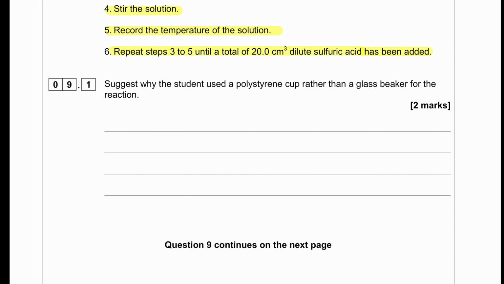Suggest why the student used a polystyrene cup rather than a glass beaker for the reaction. Guys, the main reason why we're going to use a polystyrene cup is because it's an insulator. A glass beaker, glass is not a very good conductor of heat. However, glass by itself will absorb quite a good amount of heat energy. So that's going to create a discrepancy in our answer. So that's why we're going to be using a polystyrene cup.